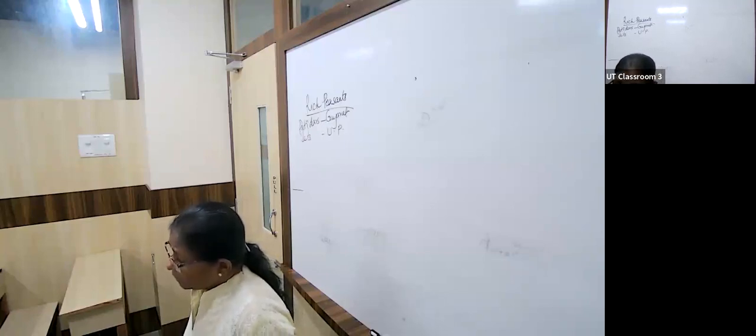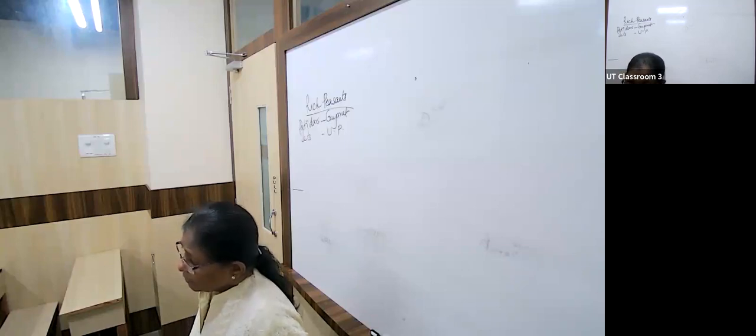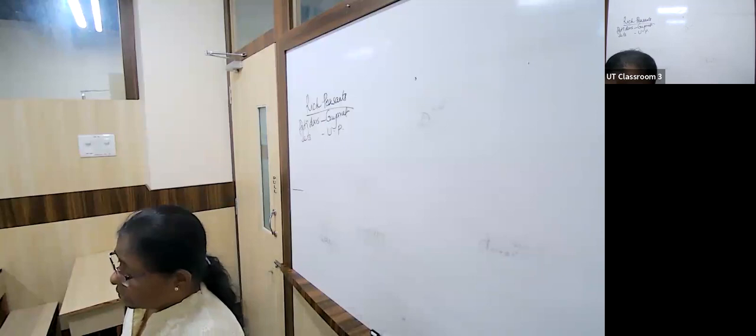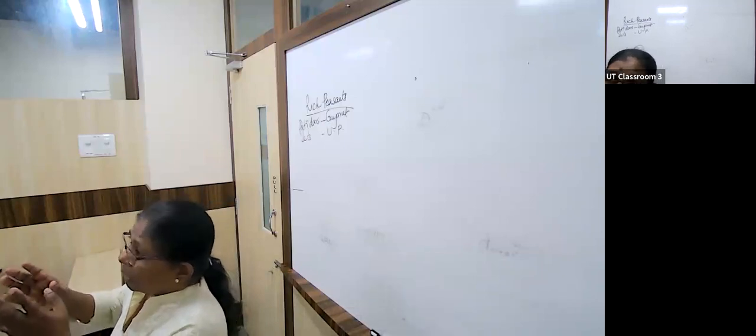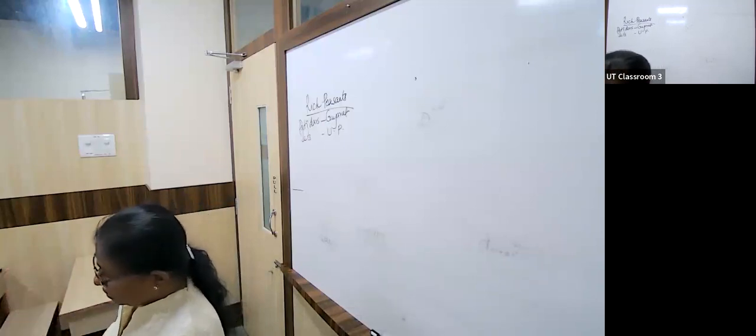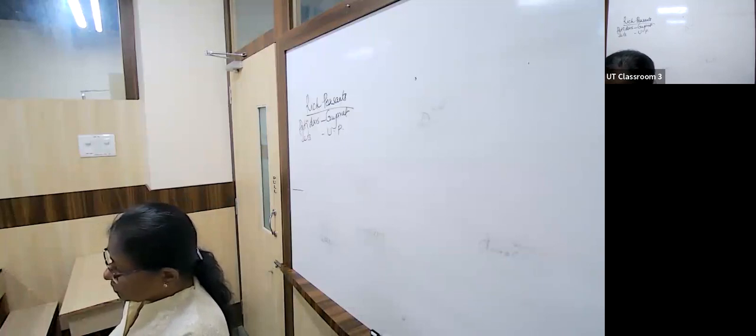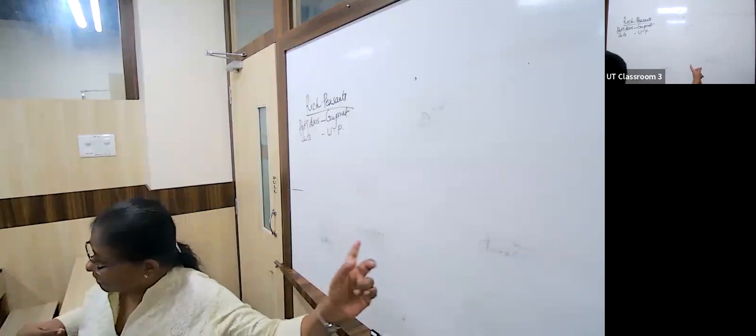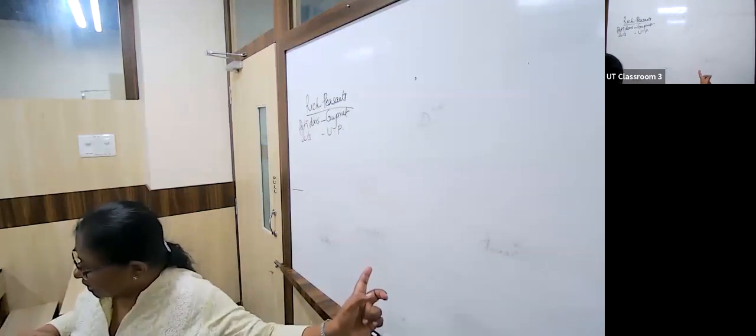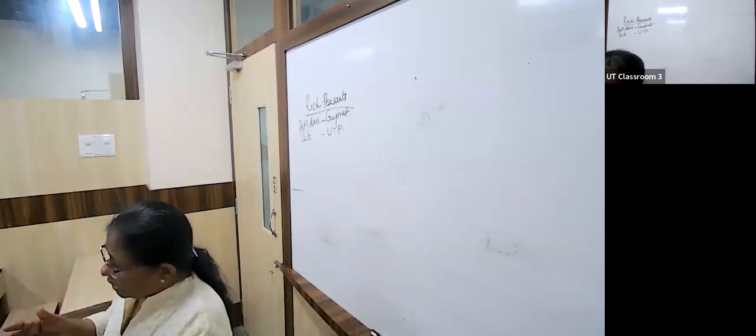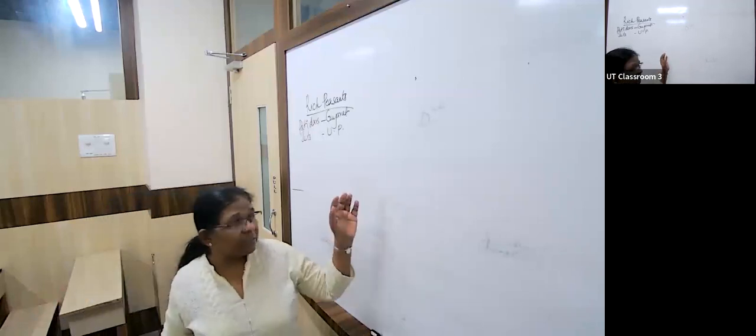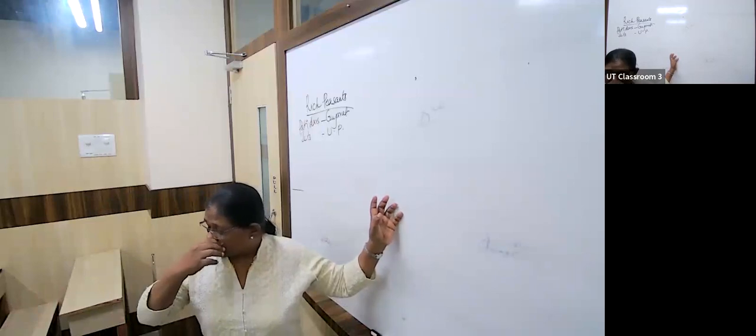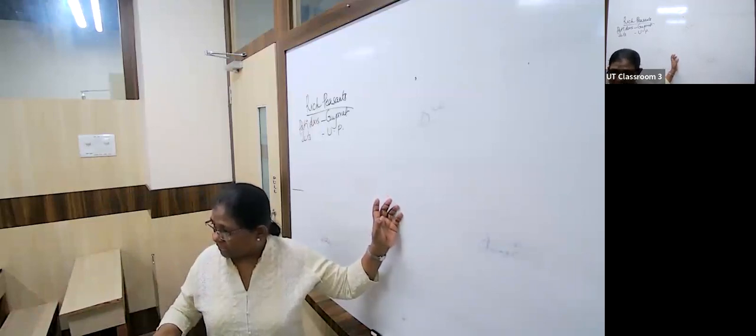What happened between the time of non-cooperation and the civil disobedience? See, we have about 8 years, no? In 22 they withdrew, and in 30 civil disobedience started. So in this period, we have seen that the Swaraj Party was formed. They were participating in that election.